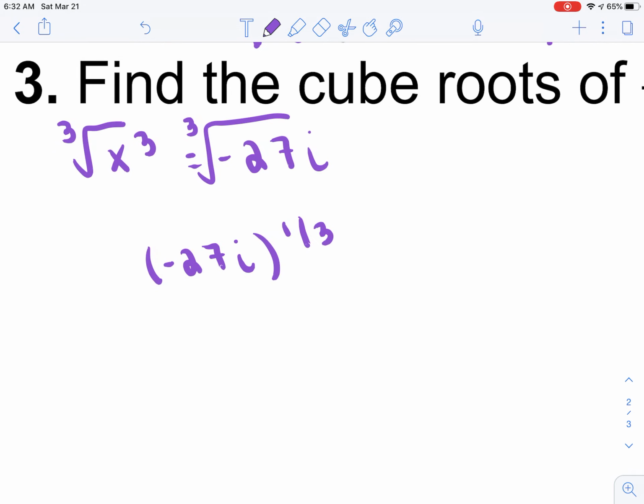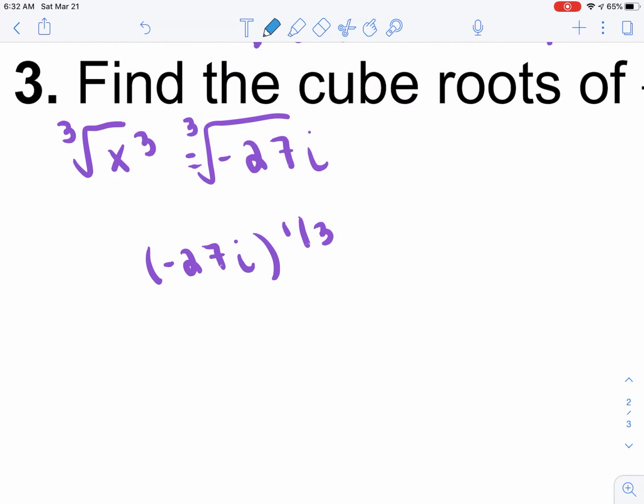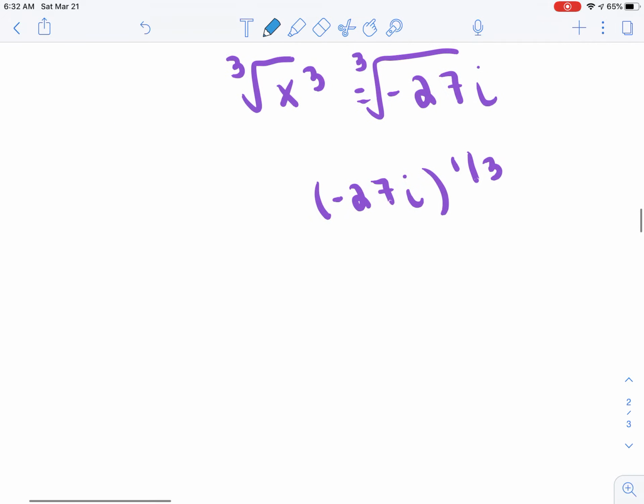So when we have a problem like this, where we have the negative 27i to the 1/3 power, we have to do step 1 of getting this in trig form. So to get this in trig form, we're going to do a quick sketch. Remember that this is your real and this is your imaginary axis. Negative 27i would graph somewhere down here.